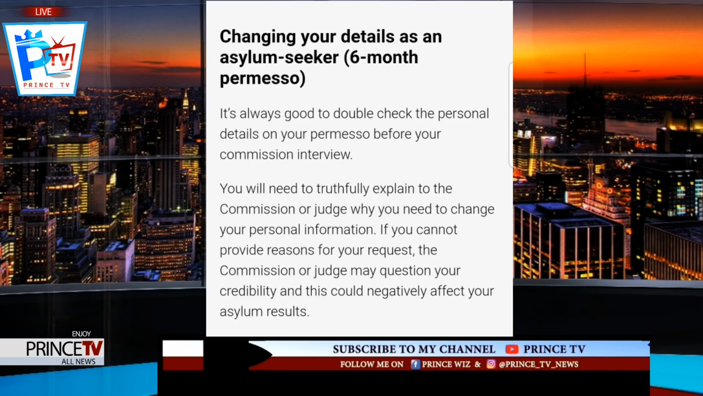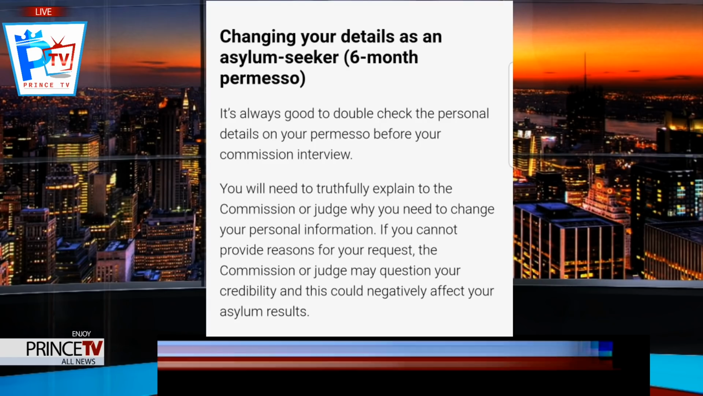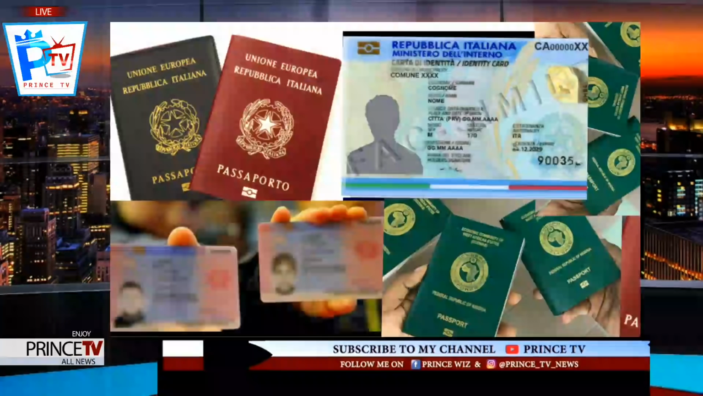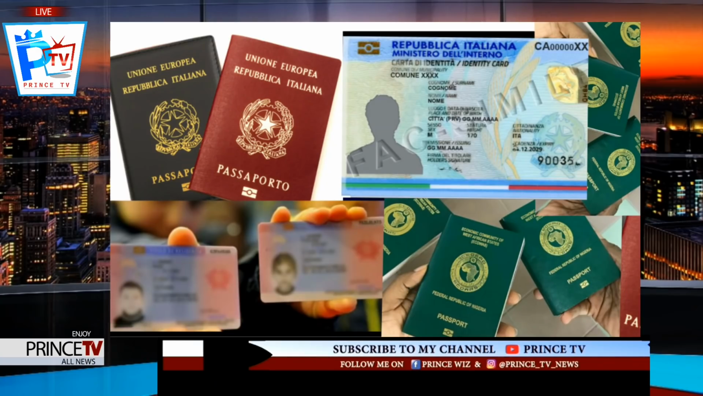It says you will need to truthfully explain to the commission or judge why you need to change your personal information. If you cannot provide reasons for your request, the commission or judge may question your credibility, and this could negatively affect your asylum results. So this particular part is trying to state that, in terms of changing your name, when you go to the Questura and tell them, okay, I have to change my name because it's not correct, the Questura doesn't have the right to authorize changing that name.